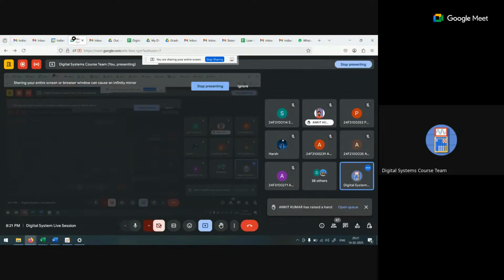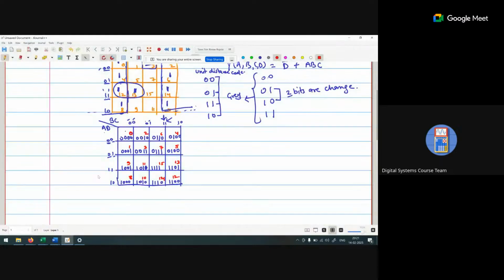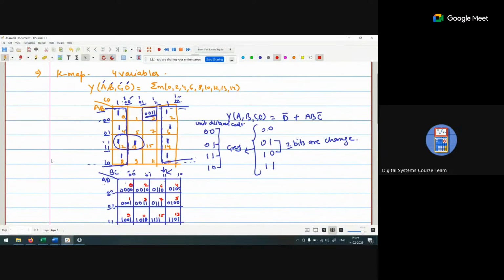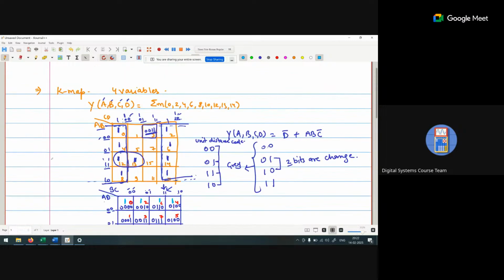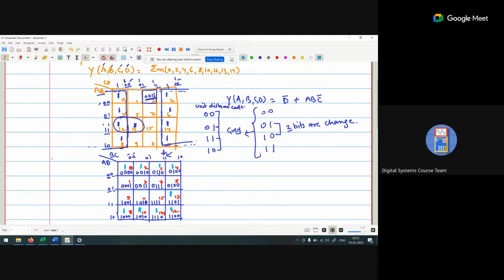Okay. Now, if we go with the question, where is the min term defined? The min term is defined at these positions: 0, 2, 4, 6, 8, 10, 14, 12, and 13. If we create a group, one group is this one. And another group is this one.